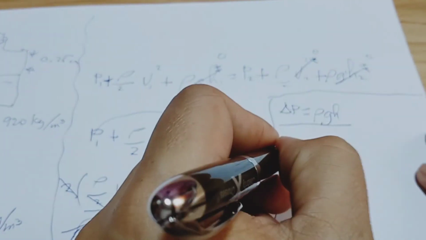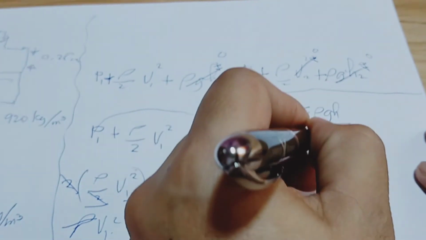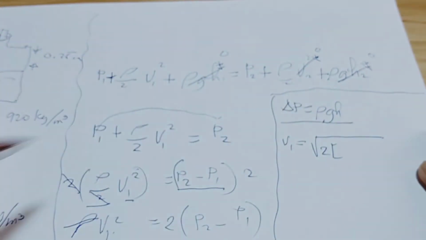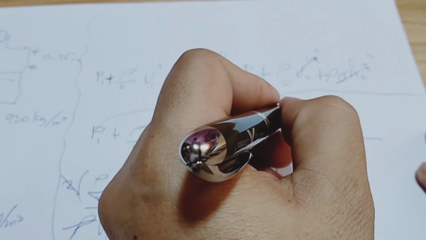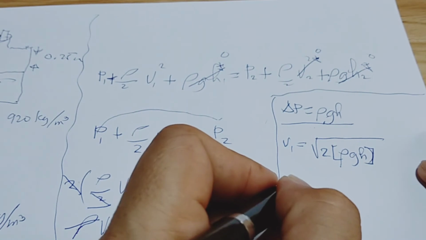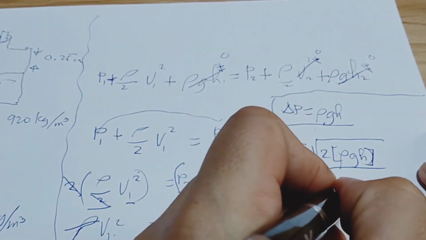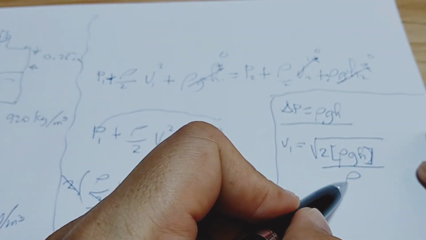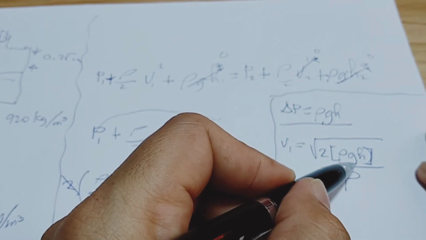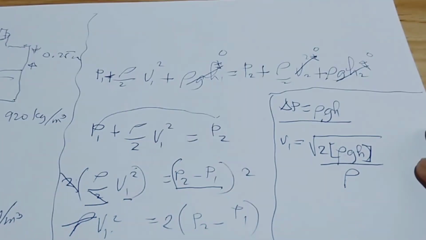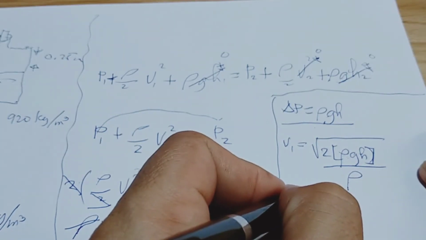Okay? Kaya, ang V sub 1 mo ngayon is equal to the square root of 2 times value ng delta P, density, acceleration due to gravity, times height, all over yung density ng air. So, ito density ng perfume, ito density ng air. Acceleration due to gravity na constant, ito height ng space na walang perfume. Okay? So, substitute na tayo ngayon.